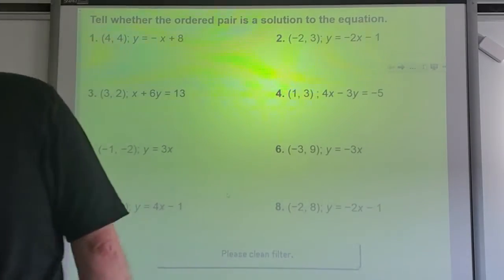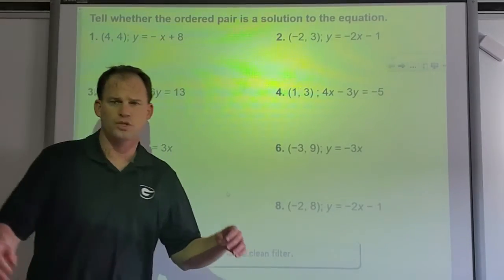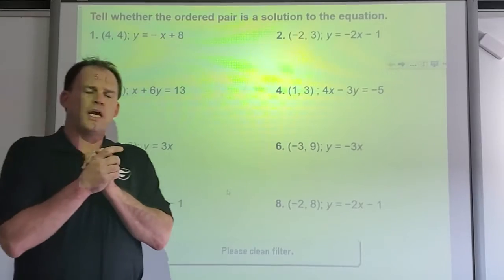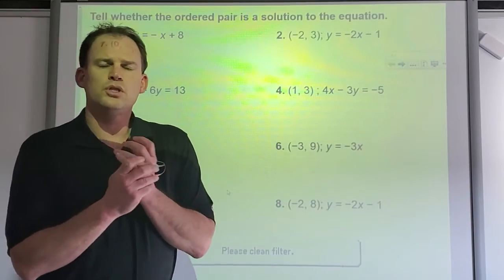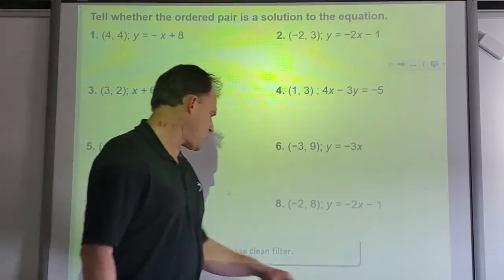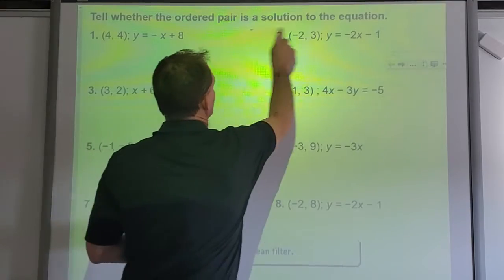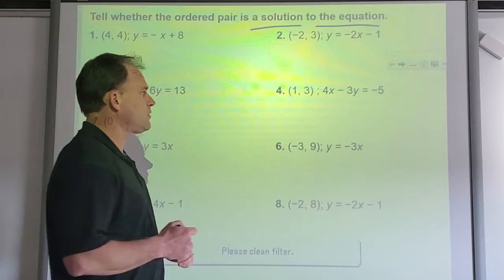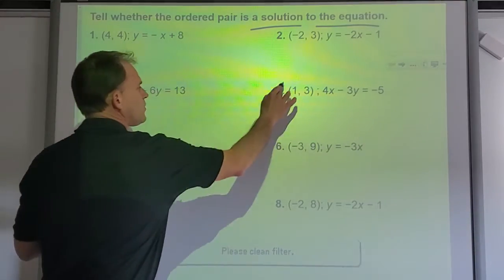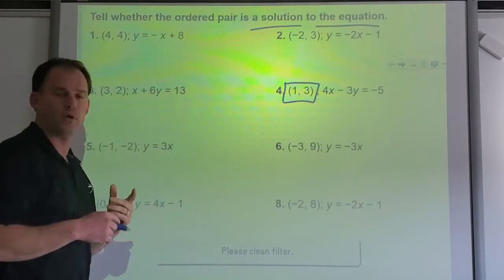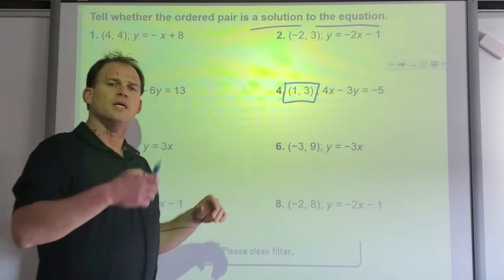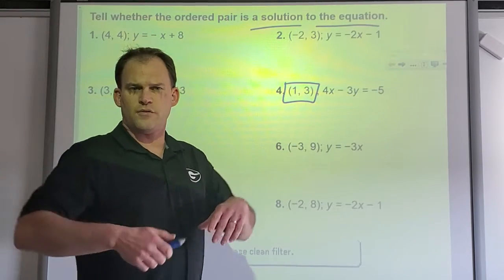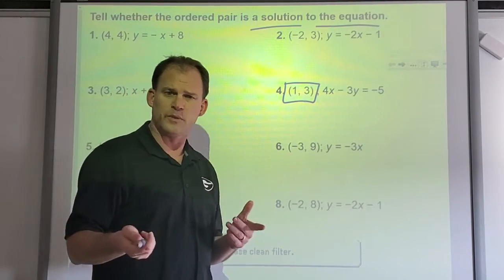All right, boys and girls, we are starting a new chapter, and this whole chapter is about what's called solutions to a system. All right, so first off, we have what does it mean to be a solution to an equation? You notice here we have a whole bunch of equations, and a whole bunch of coordinate points written with those equations. To be a solution, that means that if you plug it in, it comes out to be true.